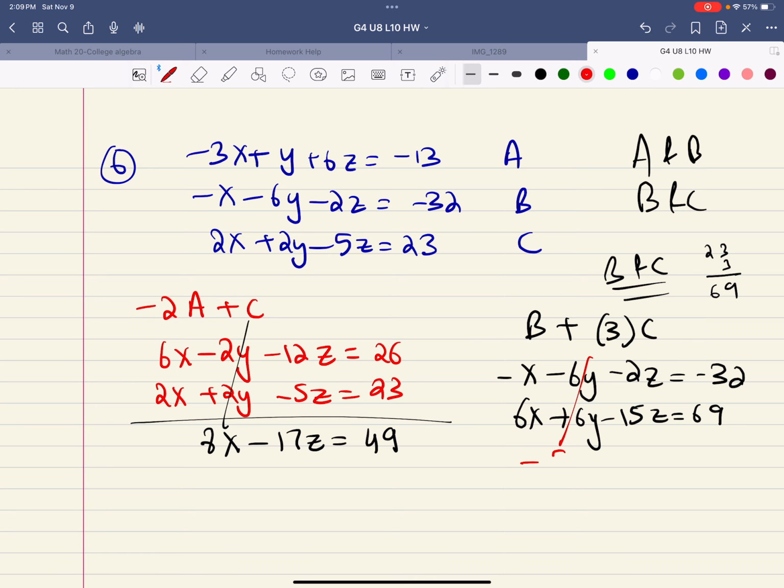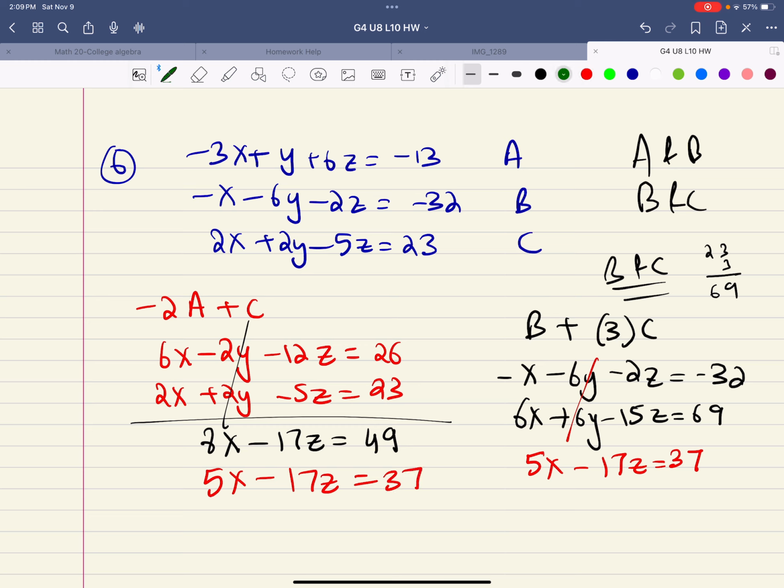So that's negative 5x. Nope, positive 5x, because we're doing 6x minus x. So that's 5x minus 17z equals 69 take away 32. 9 take away 2 is 7. 6 take away 3 is 3, and it's going to be positive. Okay, so good, 5x minus 17z equals 37.